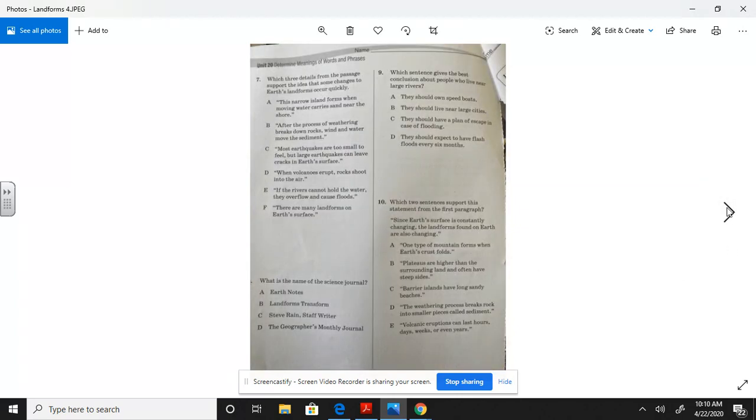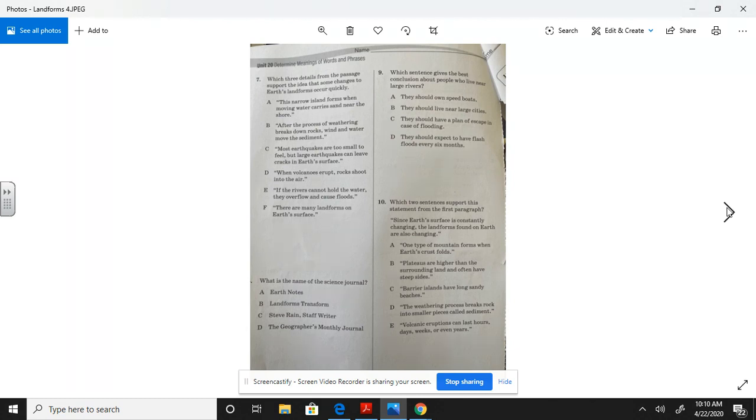Number 7, which 3 details from the passage support the idea that some changes to Earth's landforms occur quickly? There are going to be 3 details, 3 things you're going to circle here. You need to underline 3 details, and they support the idea that some changes to Earth's landforms occur quickly. And this is what we talked about earlier. It wasn't over time. Some things happen quickly. So we need to pick which 3 of these things happen quickly.